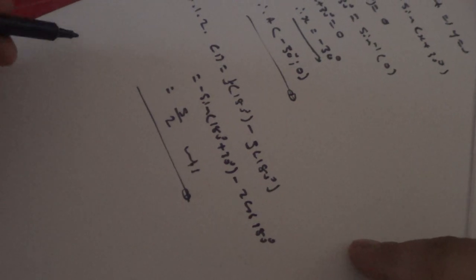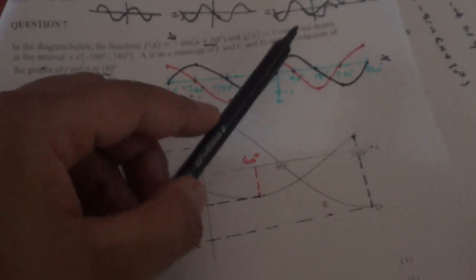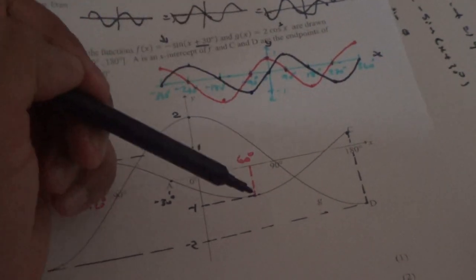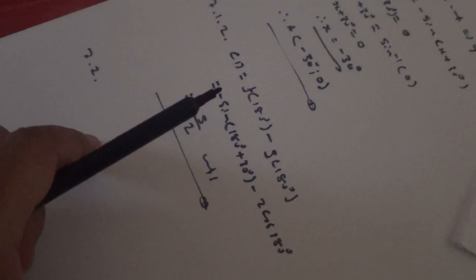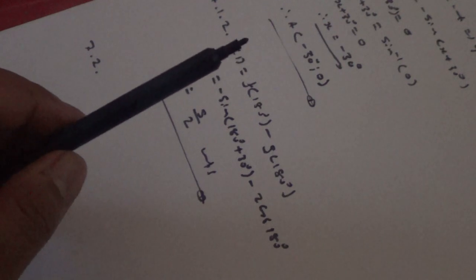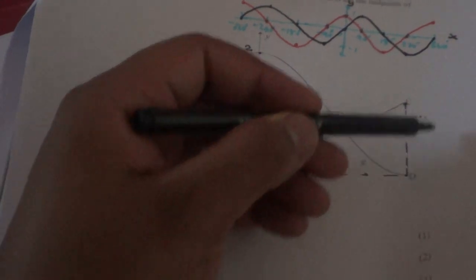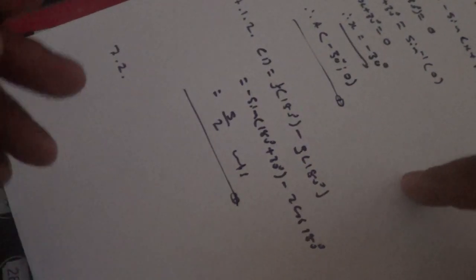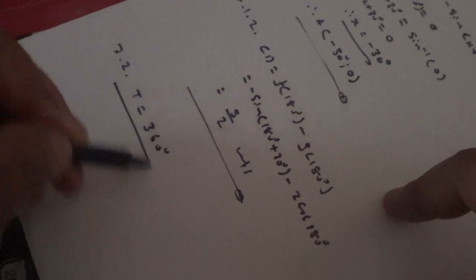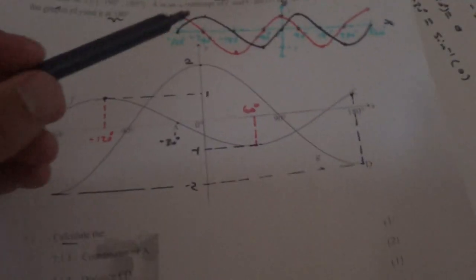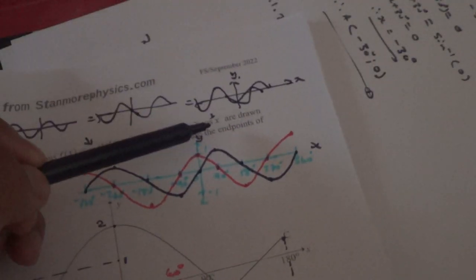Okay, so let's continue. 7.2 says write down the period of G. What is G? It is cos. Is there a multiple there before the x? No, there's no multiple. So at the end of the day, the period will be completed at 360, which is the normal one. Nothing changes because the angle there is not multiplied with anything.